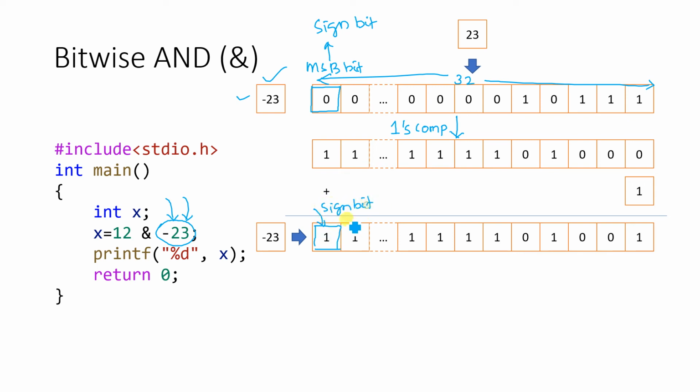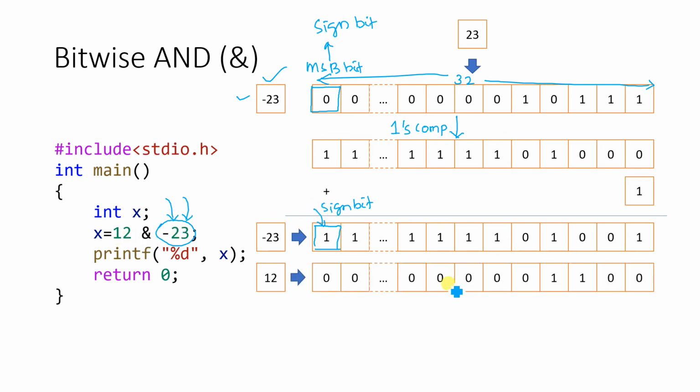Now that you get the minus 23 value as this, you need to represent 12 in 2's complement representation, but it is a positive number, so we can directly represent it something like this. We have already discussed this one in the previous slide itself. So after finding out the minus 23's representation and 12's representation, now we will perform the AND operation. So let us perform the AND operation.